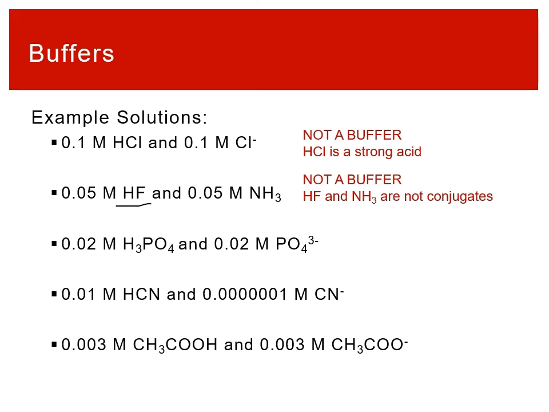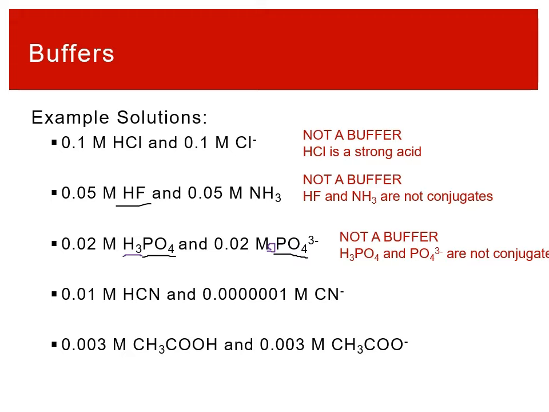Well, what about 0.02 molar H3PO4 and 0.02 molar PO4 3 minus? I got the PO4s here, but still not a buffer. These are not conjugates, right? The difference in a conjugate would be 1 hydrogen, not 3. We're going 3 to 0. That's not a conjugate pair.